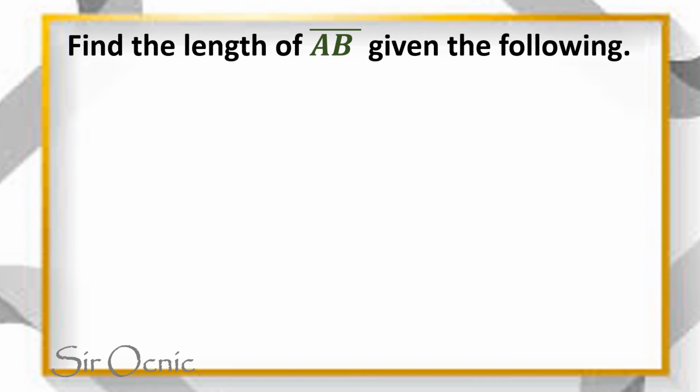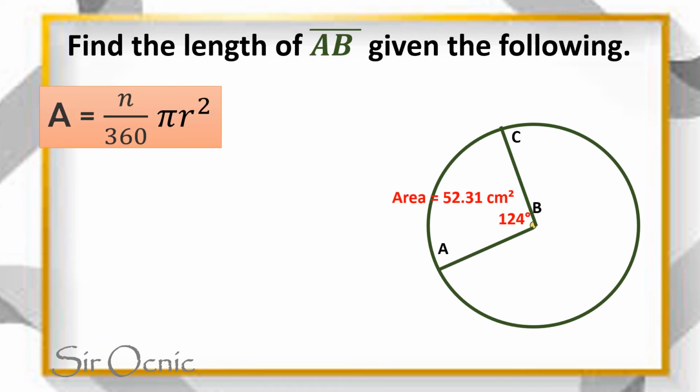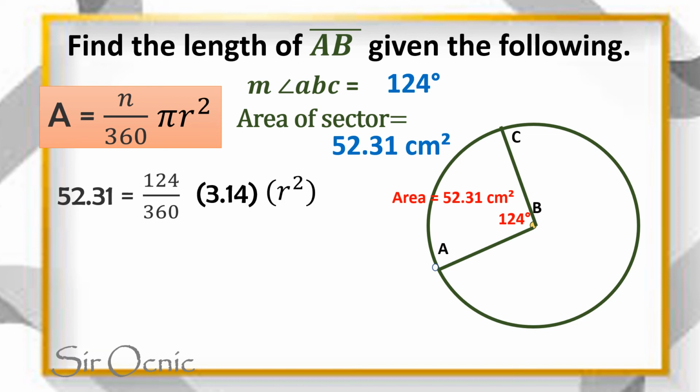Find the length of segment AB given the following. The given facts based on the figure are the measure of angle ABC, which is equal to 124 degrees, and the area of the sector, which is equal to 52.31 square centimeters. Substituting these values to the formula, you will arrive at 52.31, which is the area of the sector, equals n, which is 124 all over 360, times the value of pi, which is 3.14, times r squared.